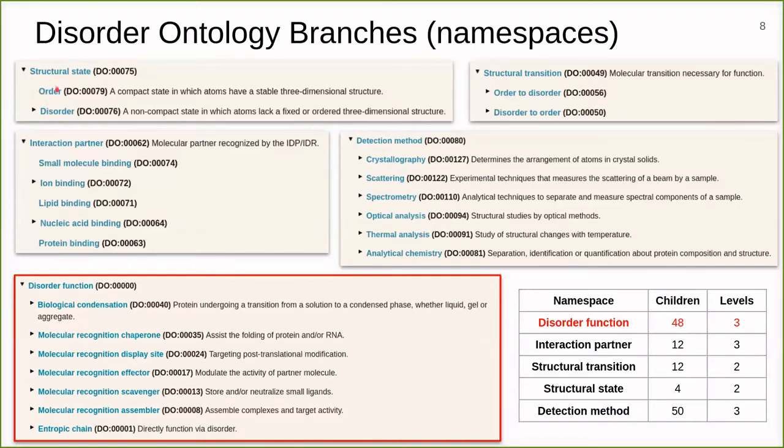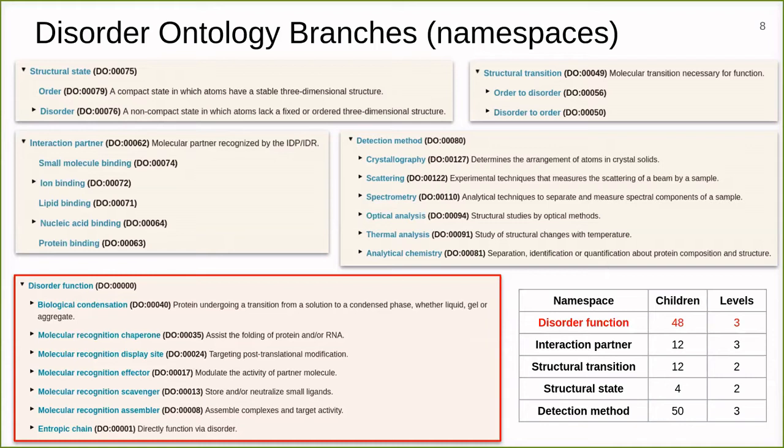For order, this is different. And the order term is very rare. It's used 5 times in the entire database, and it's used only to highlight that some specific subregions, for example, are ordered inside these other regions.